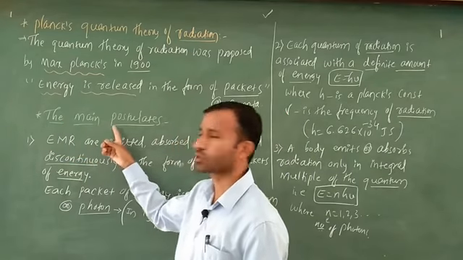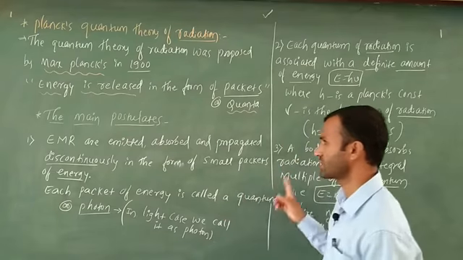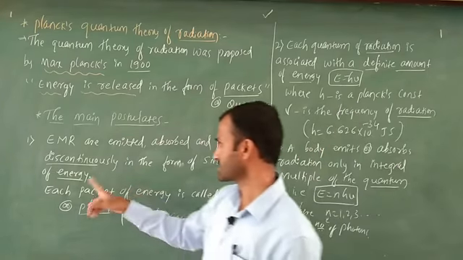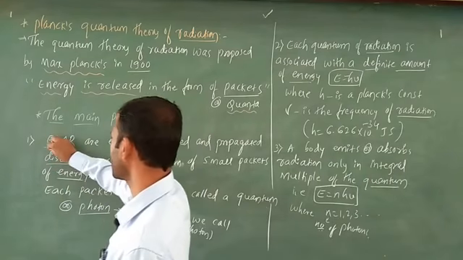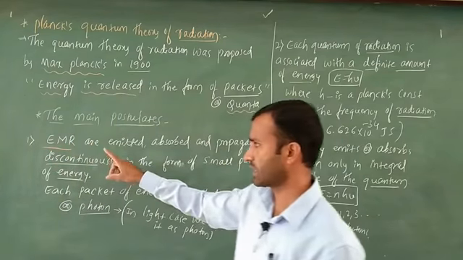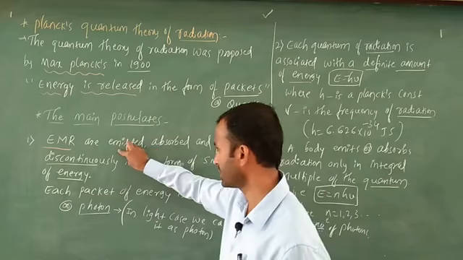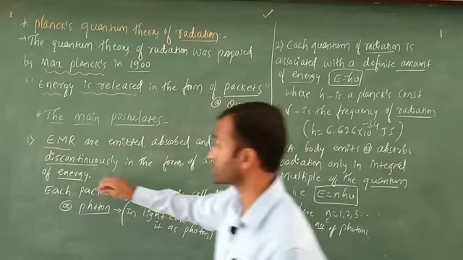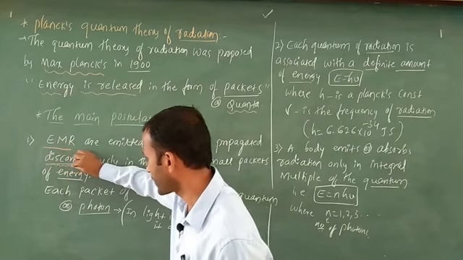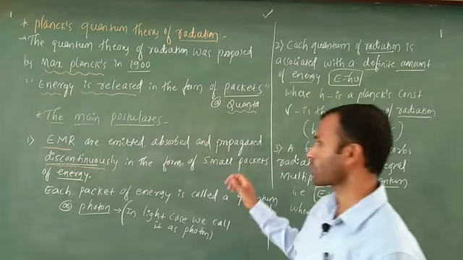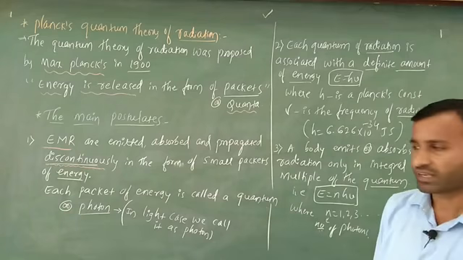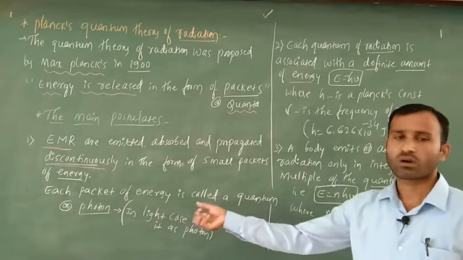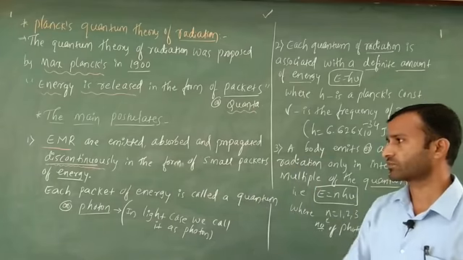Next, they are going to ask you the main postulates. Totally 3 postulates are there, and every postulate is most important. First postulate: the electromagnetic radiations are emitted, absorbed and propagated discontinuously, in the form of small packets of energy. This word, discontinuously, is important. Each packet of energy is called a quantum or a photon.